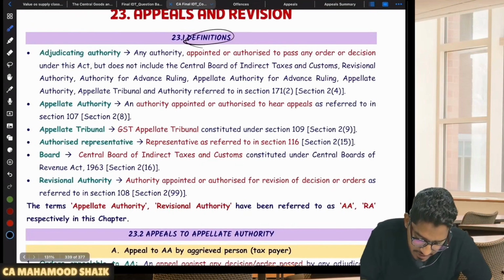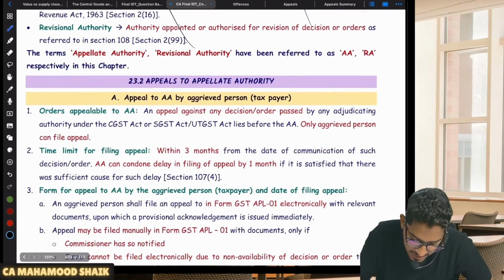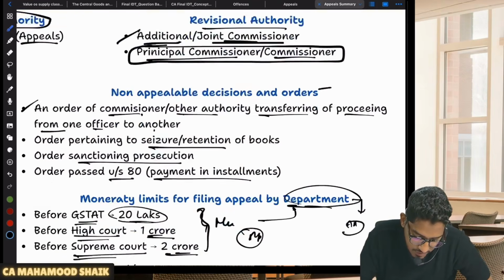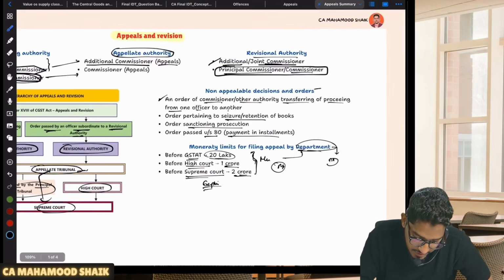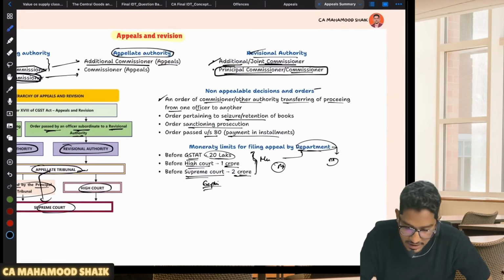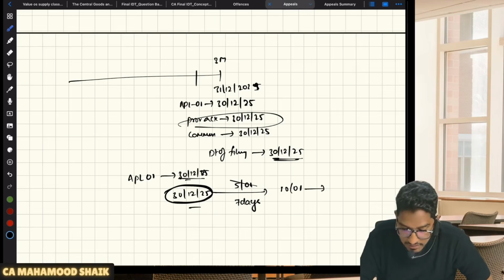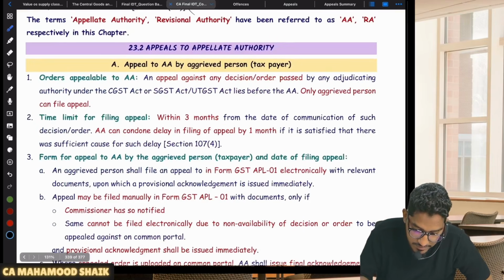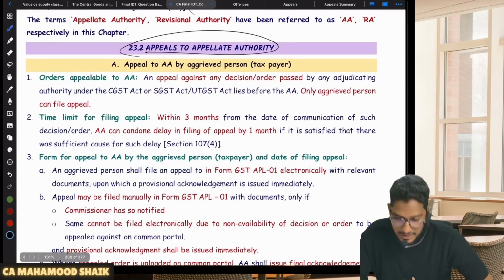We have given some definitions. Ignore those definitions, not required. I have explained clearly who is the appellate authority, who is the adjudicating authority, who is the revisional authority. I have mentioned clearly, no need to read it. You can even strike it off in the material, no issue. So now, appeals to the appellate authority.